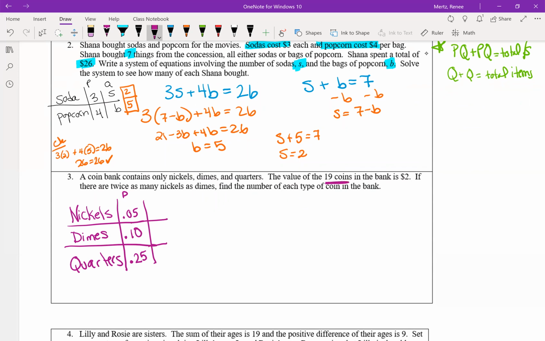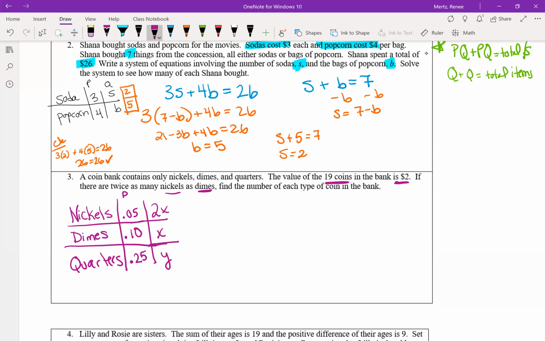There are 19 coins in the bank. The value is $2. We're going to need that fact. There are twice as many nickels as dimes. We're comparing to dimes, so that's going to be my X. Twice as many nickels is 2X. They didn't say anything about quarters, so I'm going to call it Y.